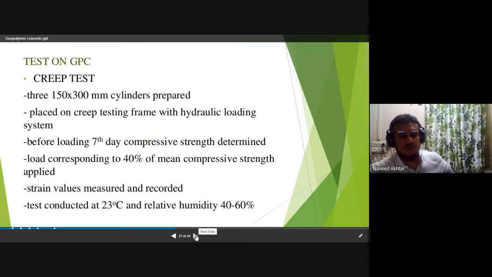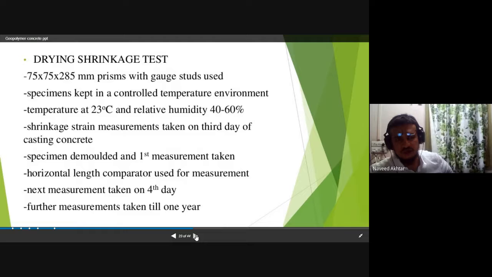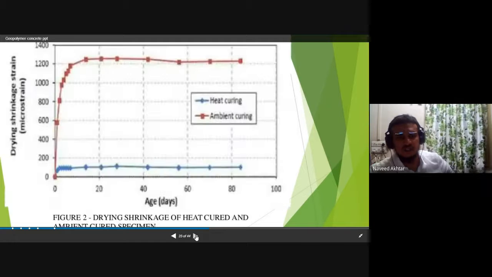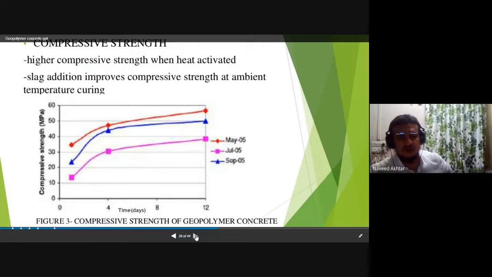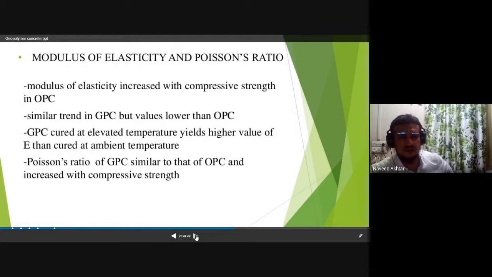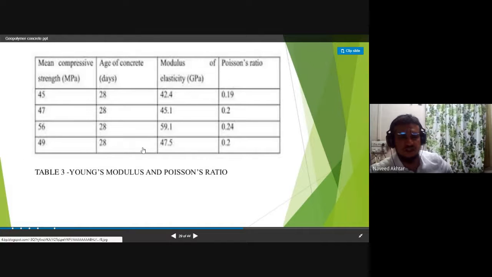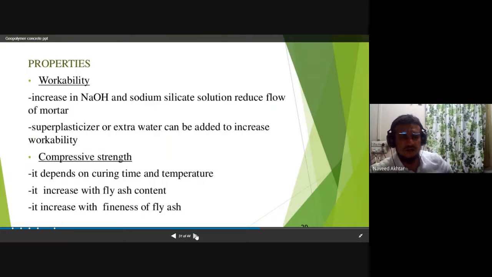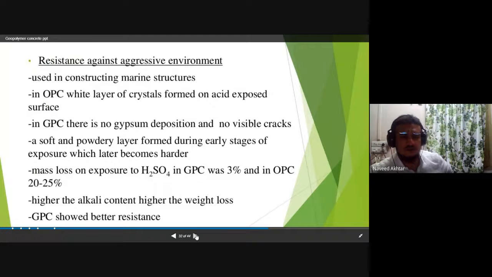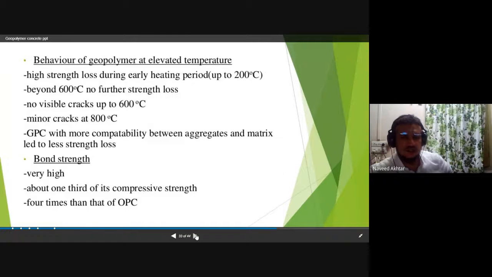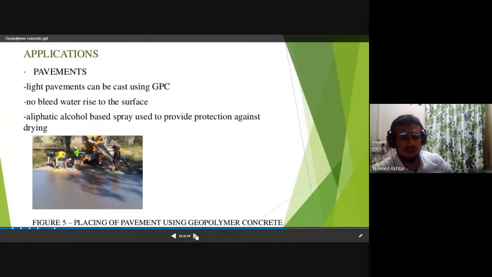Okay. So generally it doesn't require moist curing. Geopolymer concrete doesn't require moist curing. Okay. Compressive stability, which we discussed, is more than that; modulus of elasticity and Poisson ratio are also comparatively good, and density is also good. Resistance against sulfuric acid, as you have seen, there is no such resistance loss.